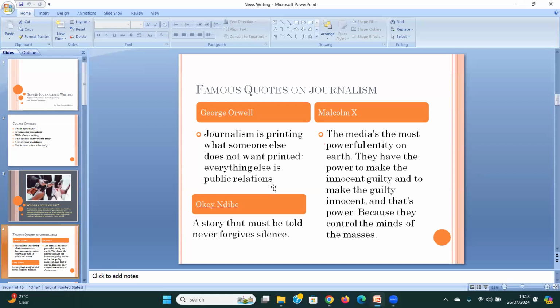So that's what he is trying to say, that a story that must be told, that must be broadcast, whether it's bad news or good news, will not forgive silence. Because by the time you hear that story, you have the facts, but you don't want to publish it, then you are killing that story, which someone else will pick up and express. So those are some of the pillars on which journalism stands.